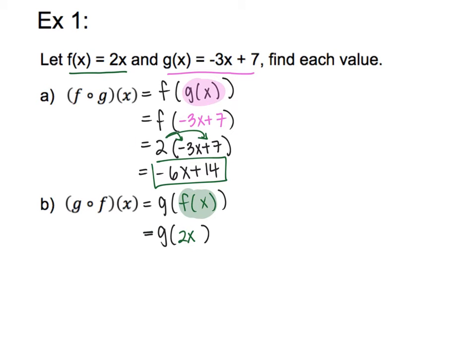So I go to g. Wherever I see an x, I have to plug in 2x. So notice how in this case, here is my x. There we go. So I have to write this as negative 3, but instead of writing that x, I'm going to plug in 2x, and then I'm going to bring down that plus 7 beside it, and then work this out. So negative 3 times 2x gives me negative 6x plus 7. And I can't combine anymore, so this is my final answer. And that's it.